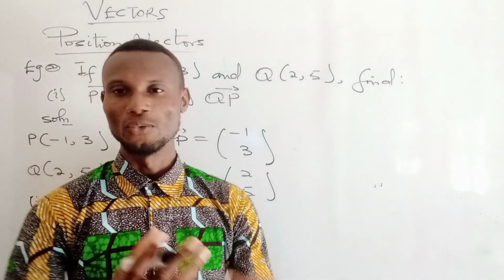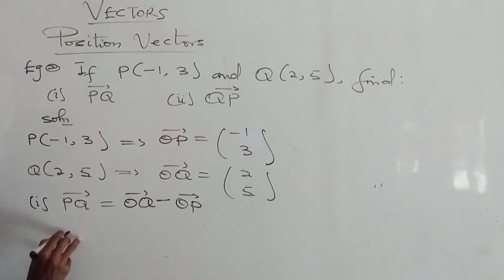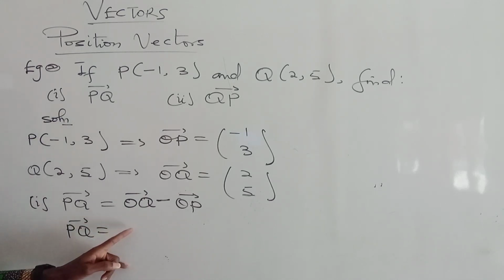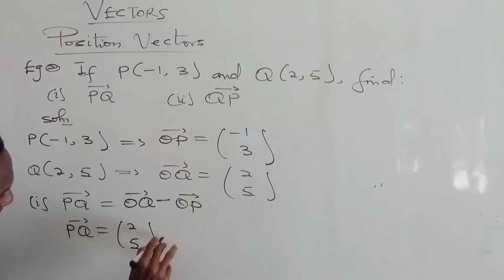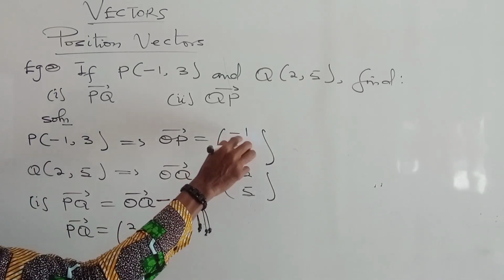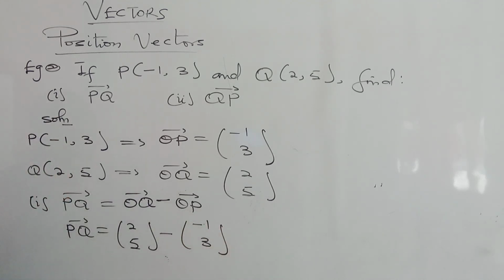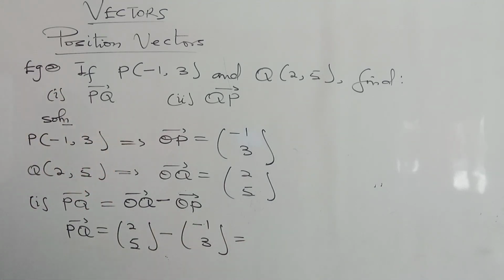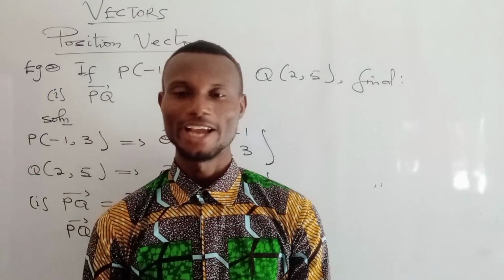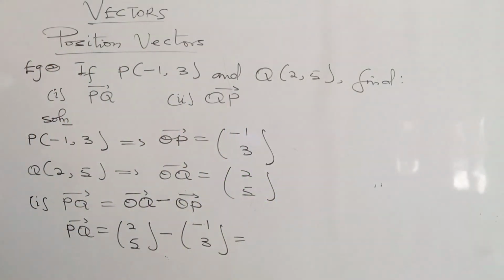From here, we just need to input our values so that we can solve for the vector PQ. So my PQ will be equal to, I have OQ given to be 2, 5, so I'll input my value 2, 5, and minus my OP given to be -1, 3. So this is how you go about it. Now let's simplify and get our final answer. We are just applying the addition and subtraction of vectors that we learned to handle this part. So let's simplify further.